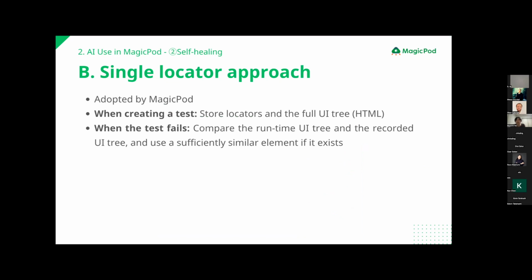And another self-healing approach is the single locator approach. This approach is adopted by MagicPod. When creating a test, MagicPod records the locator of each element. And at the same time, it records the full UI tree which the element belongs to. And when the test is executed and the locator does not work anymore, MagicPod compares the old UI tree and the latest UI tree. And if MagicPod finds an element sufficiently similar to the original element, the similar element is used instead.